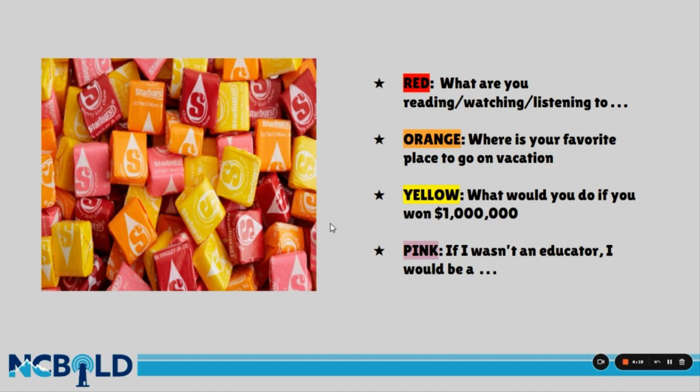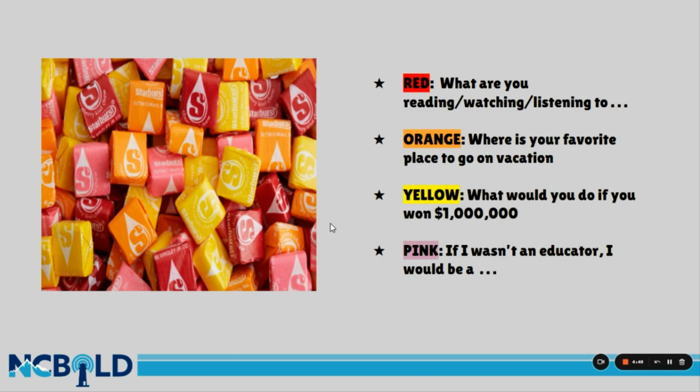So participants will be given a different color starburst, and then you will converse with your table mates, and you'll share information based on the color of starburst that you received. Those are the basic colors of red, orange, yellow, and pink. And these are the questions that I came up with, where you just share something that you're reading, watching, or listening to, a favorite place that you would want to go on vacation, what you would do if you won $1 million, and if you were not an educator, what would you want to be?